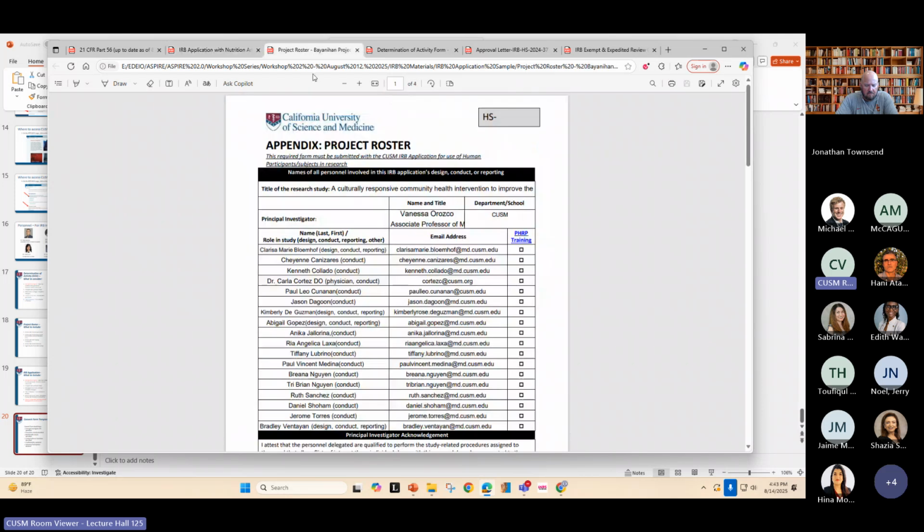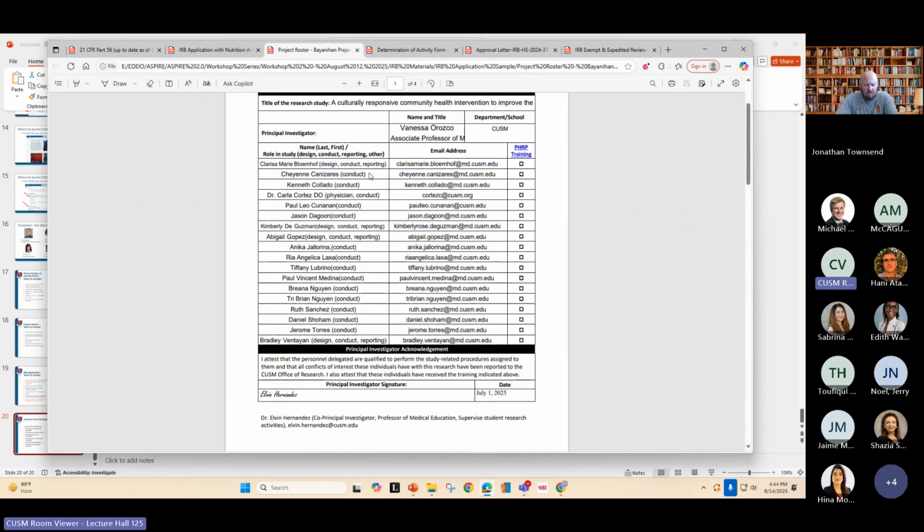Next up, project roster. I promised you what the project roster is going to look like. Some of you will recognize these names. You'll note here, every individual has their first, last name identified and their role. You have some research assistants that are students. They're designing, conducting, and reporting on the project. Some are just conducting activities. They're not involved with data collection. They're not involved with data analysis. They're just conducting the activities in terms of recruitment, marketing.